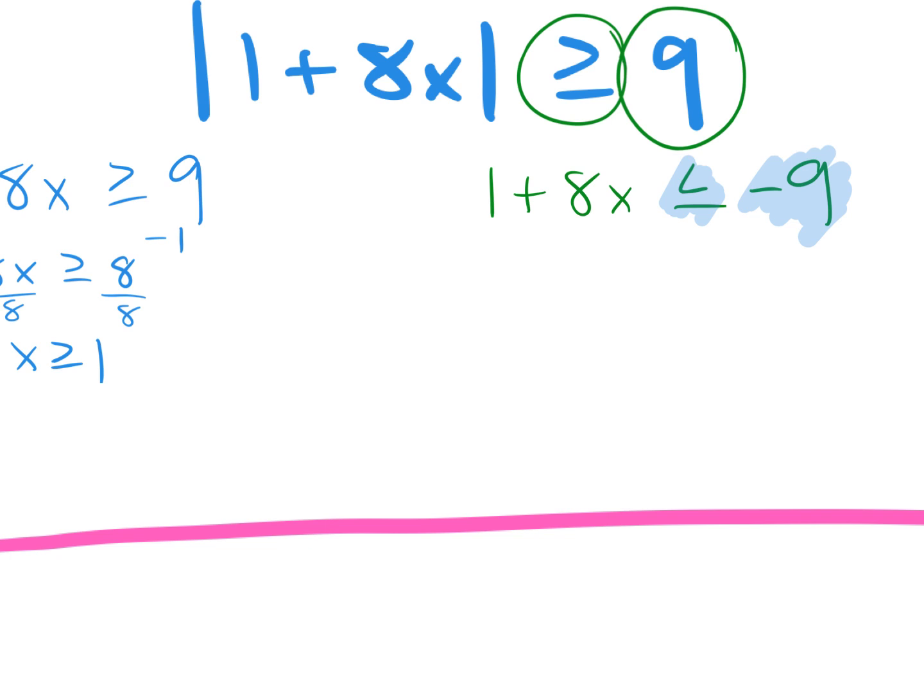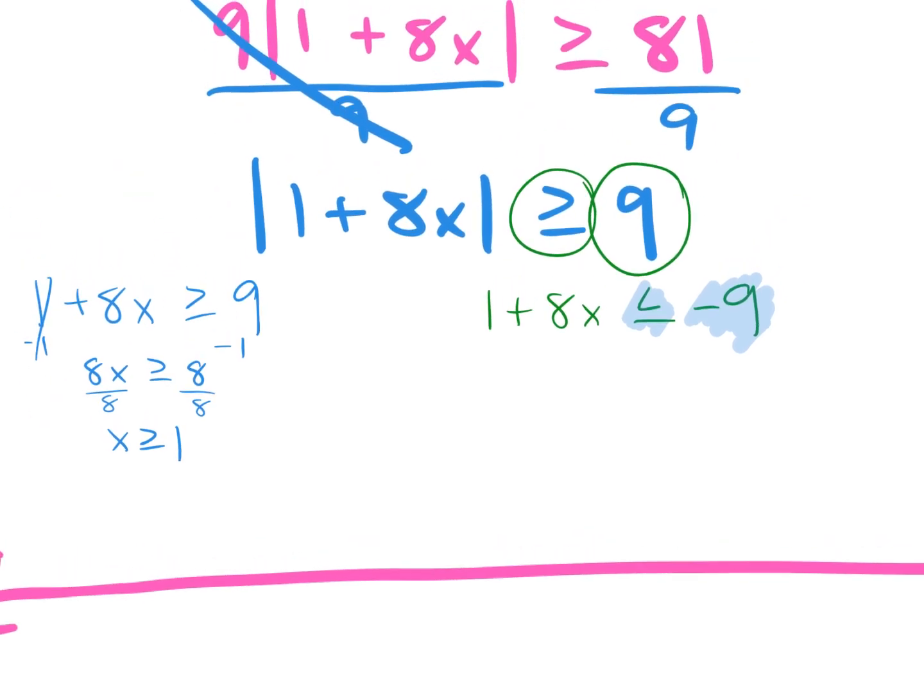We're dividing. So since it's 8x, we divide by 8. It was a plus 8, a positive 8. For the next one, we're going to subtract 1. So 8x is less than or equal to negative 10. Then we divide by 8. So x is less than or equal to, can I simplify negative 10 over 8? To what? Negative 5 over 4.